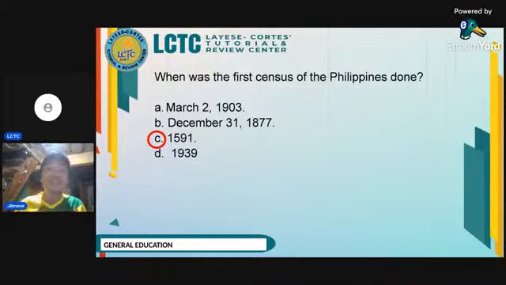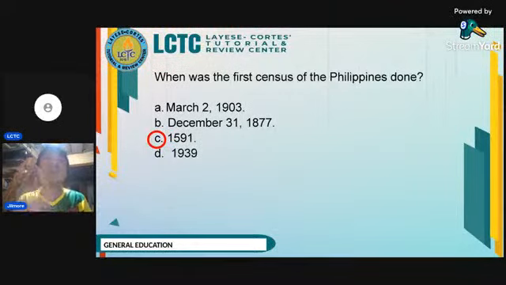1591, first census of the Philippines. First census, because we were under the Spanish period, Spanish regime. But the first official census of the Philippines, where records of the total living inhabitants of the country were being collected through parishes and cabeza de barangay to the gobernadorcillos, was on December 31, 1877.